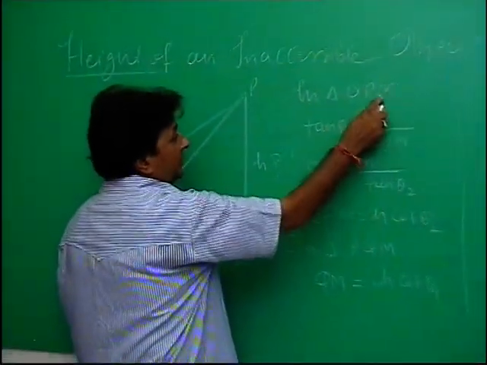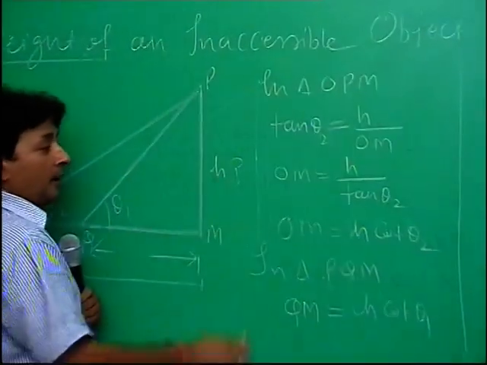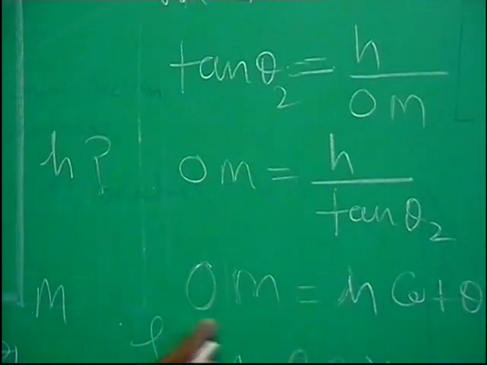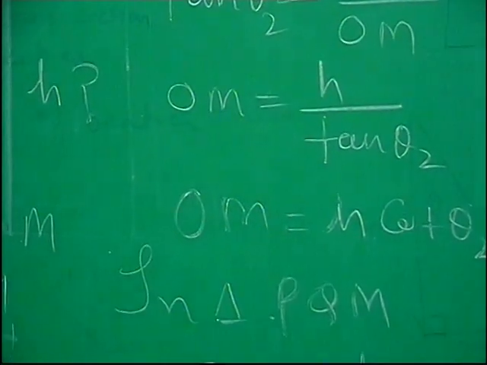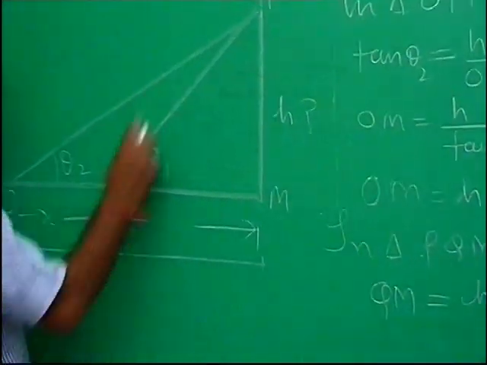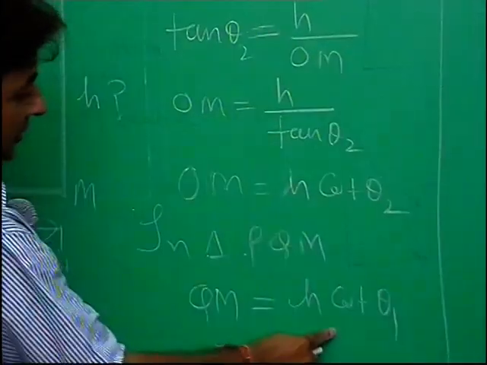In right angle triangle OPM, tangent theta 2 equal to h upon OM, and OM is equal to h upon tan theta 2, and OM is equal to h cot theta 2. In right angle triangle PQM, you'll find QM is equal to h cot theta 1.